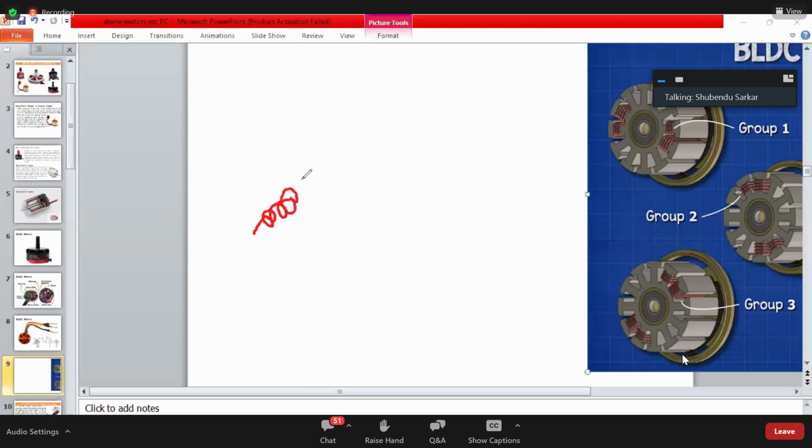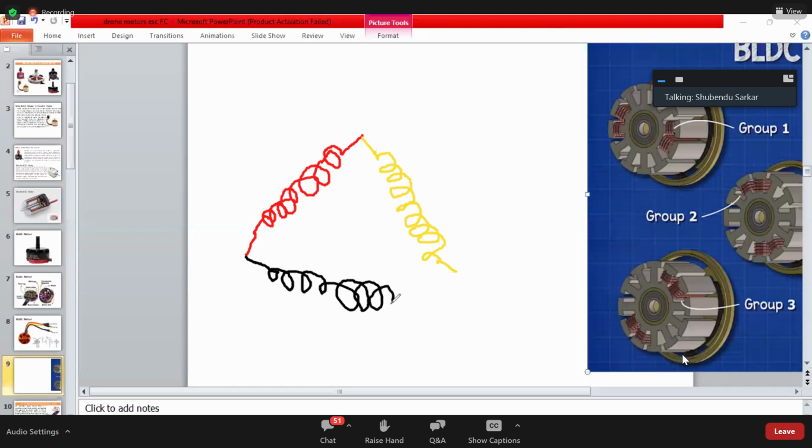For example, this is my R coil. Sorry for the diagram, it looks like some messy thing. This is the R coil, and then I'm going to make a Y coil, and this is the B coil. The diagram is very messy, but I hope you can understand.